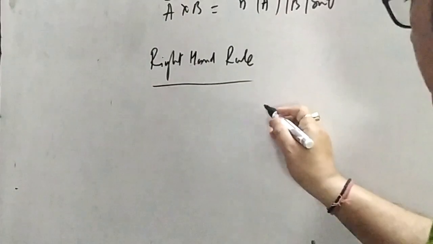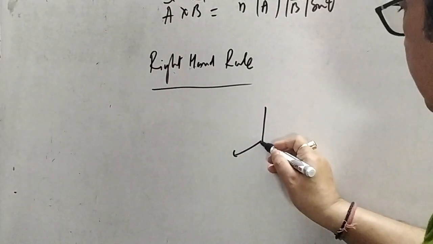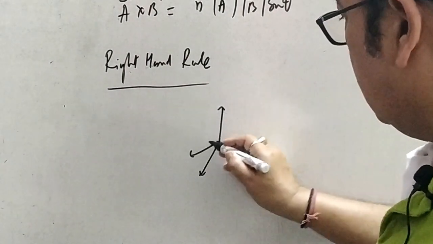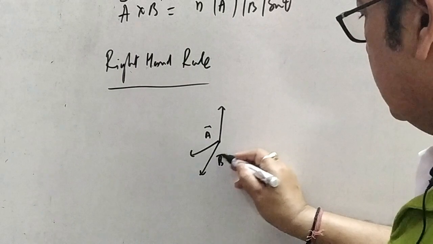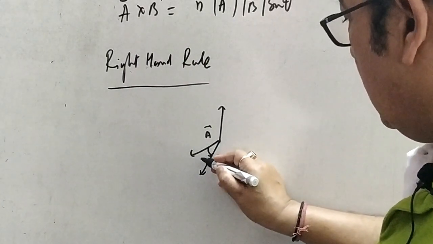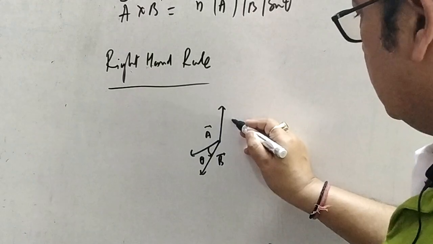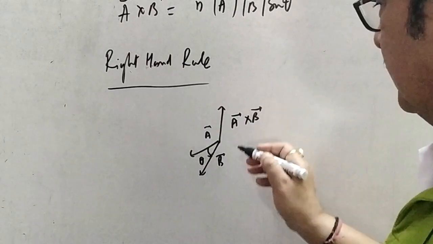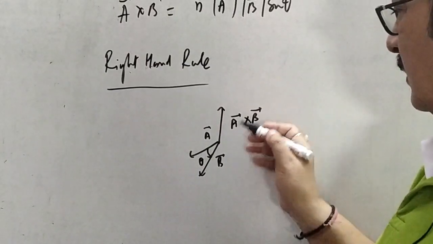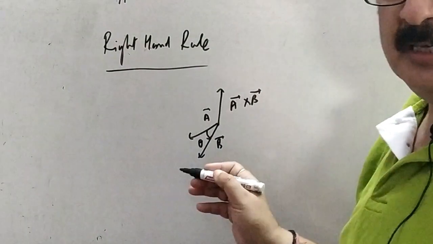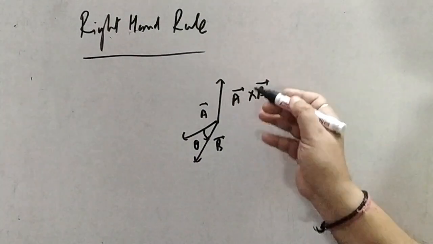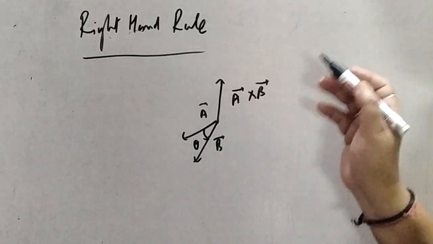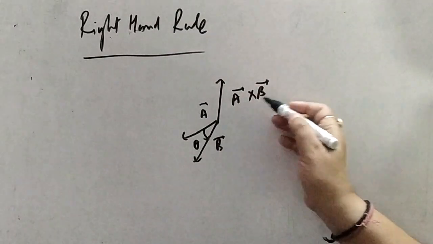That means we can write this as A, this as B, and this is the angle theta, and this is your A cross B. Or this may also be the direction of the unit vector, which is in the direction perpendicular to the plane of A and B. This is the direction of the unit vector. Same is the direction of A cross B.